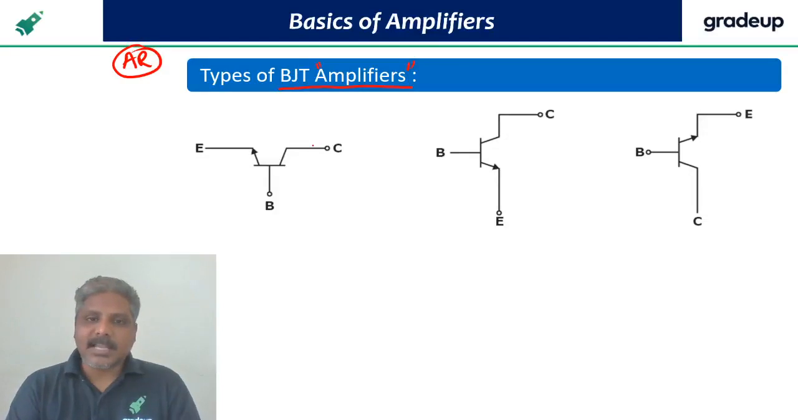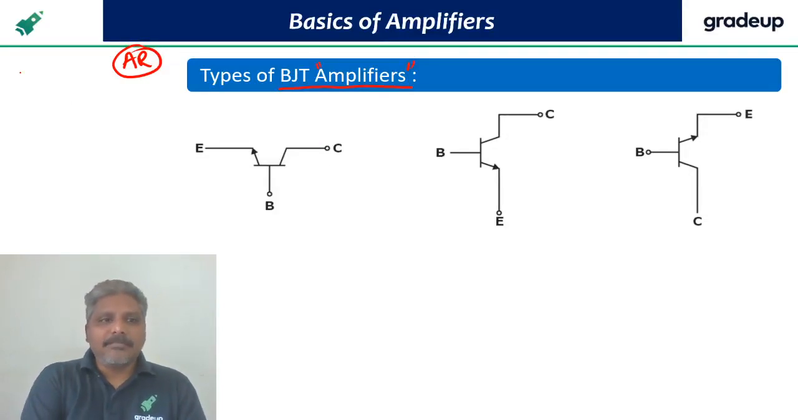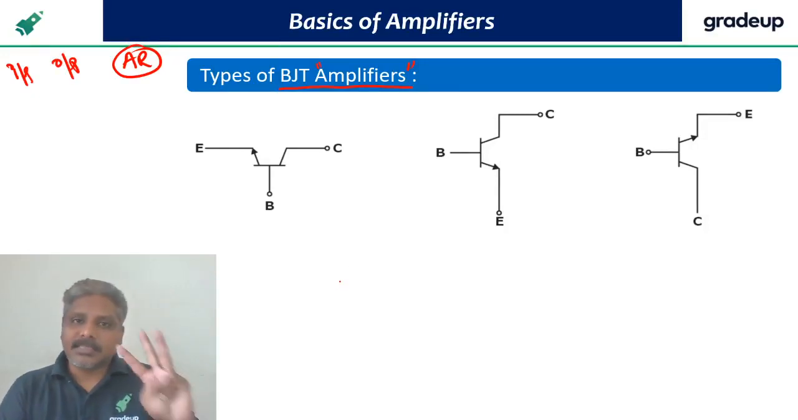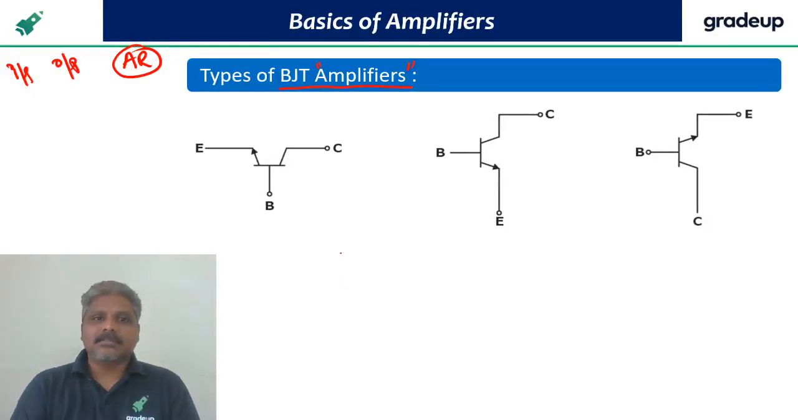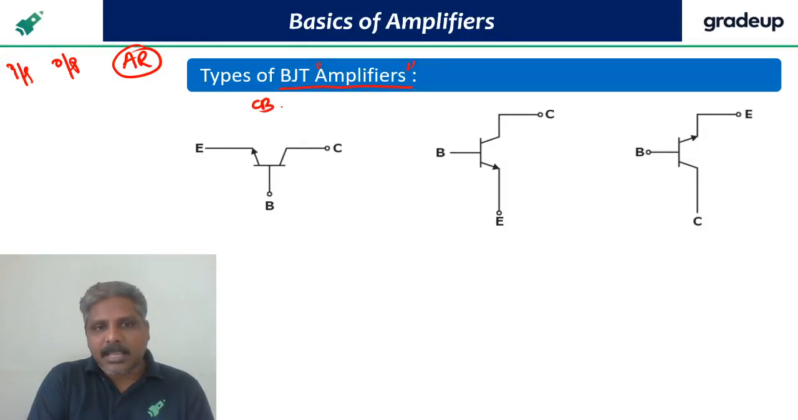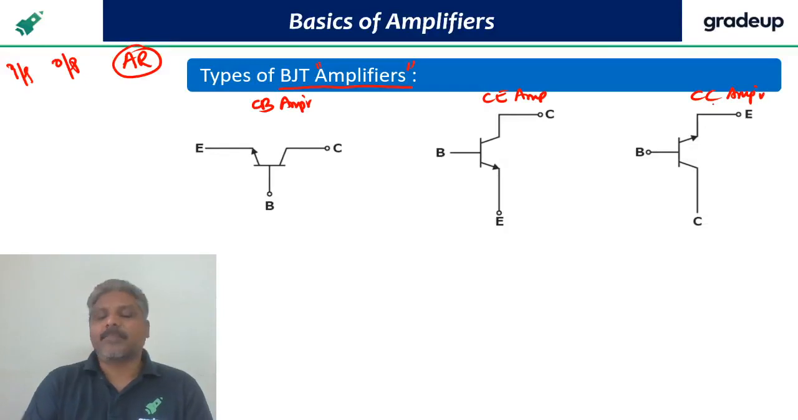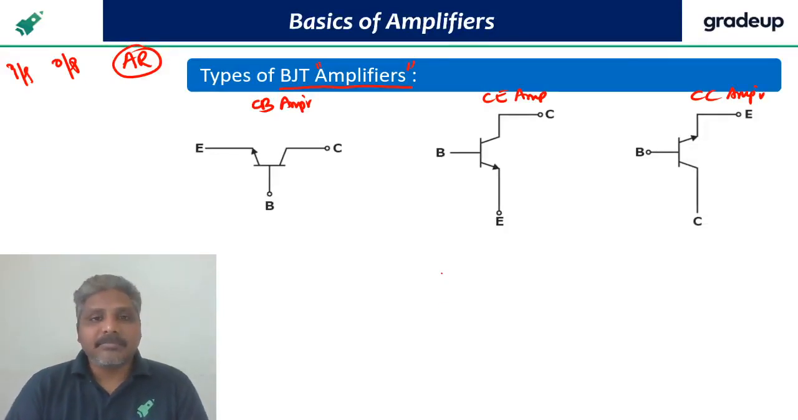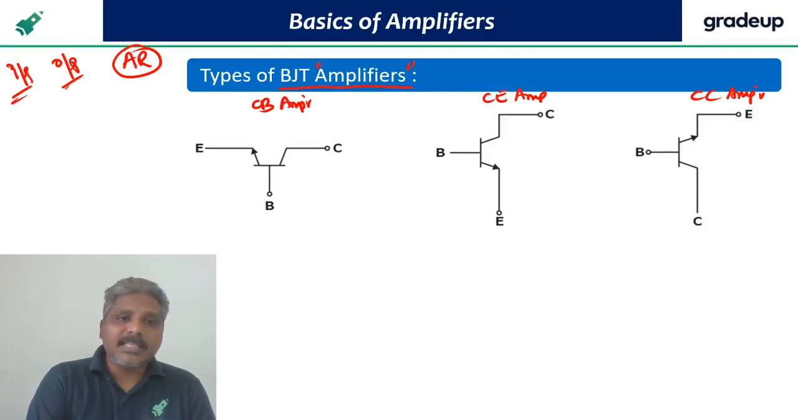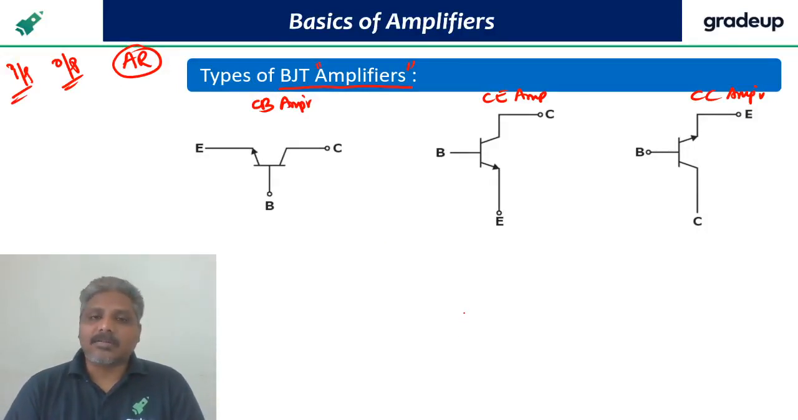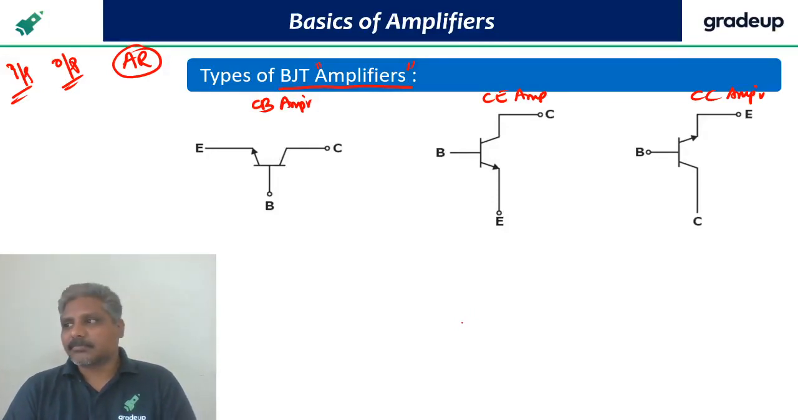Once the transistor is in active region, based on where you apply the input and where you take the output, there are three types of amplifiers: common base amplifier, common emitter amplifier, common collector amplifier. Remember this. Don't go by seeing the terminal which is connected to the ground. That always gives you confusion.